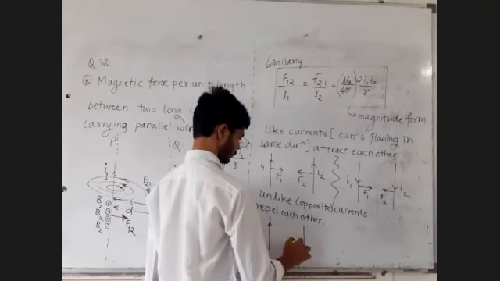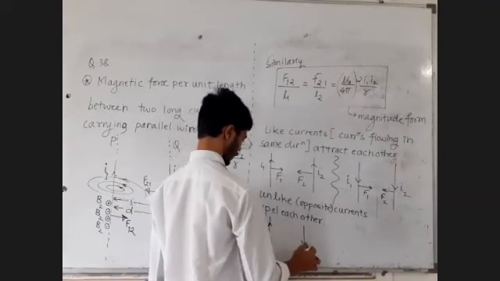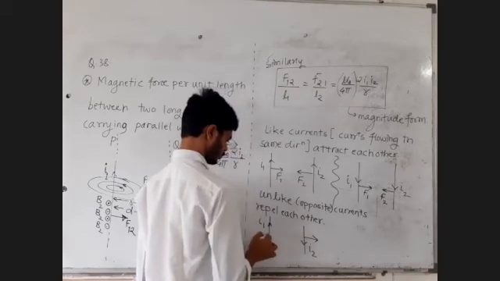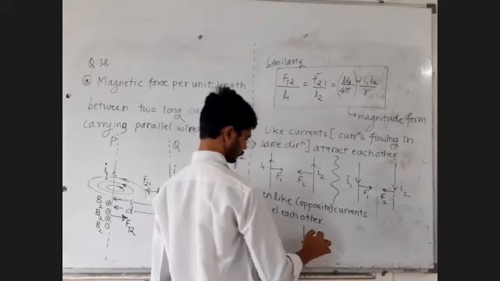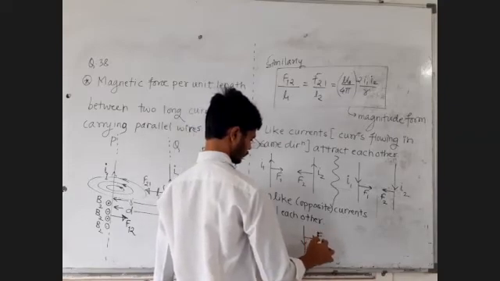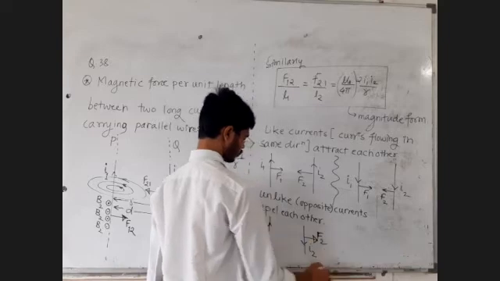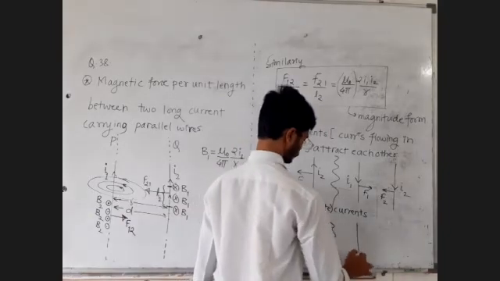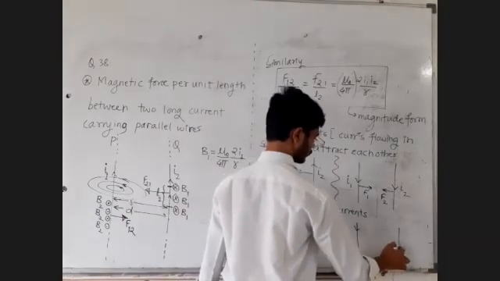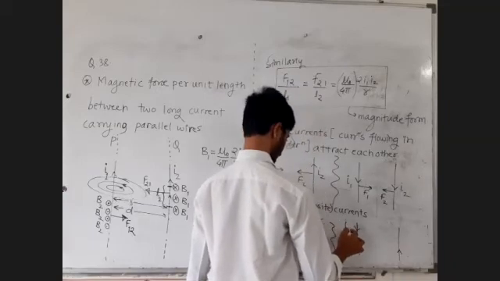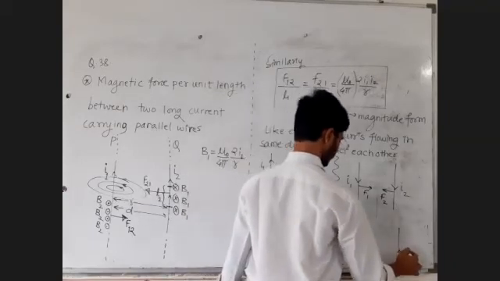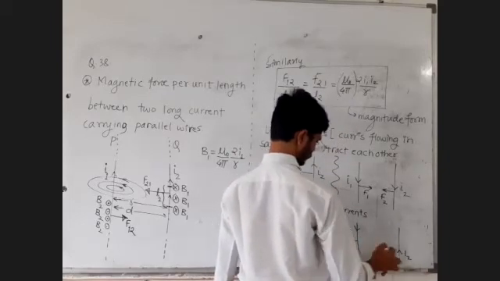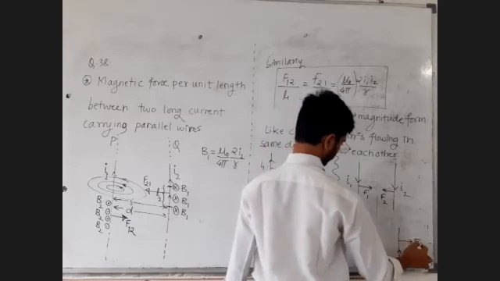This is up, this is down. I1 is up, I2 is down. So I1 will say go away, I2 will also say you also go away. This is force on 2, this is force on 1. And the second case, this is going down, this is coming up. That's my I1, that's my I2. I2 will say go away, this is force on 1. I1 will say you also go away.